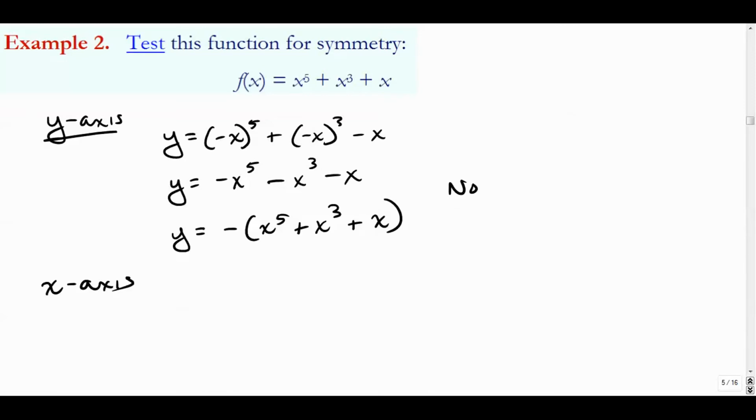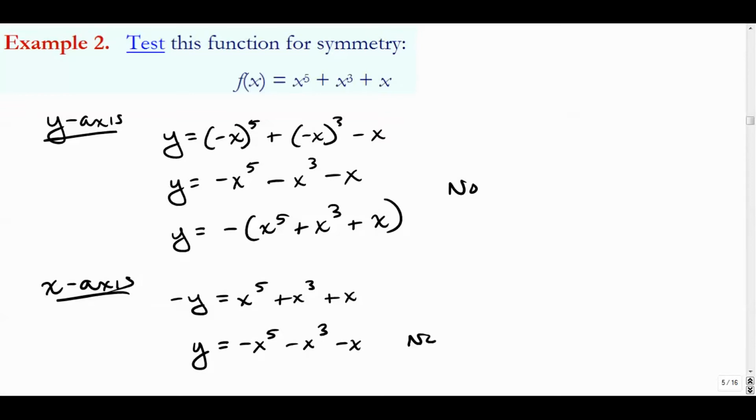If we test the x-axis symmetry, that means we replace the y with a negative and keep everything else the same. And we see that, let's get rid of the negative, that changes all this stuff to negative. And again, that's not exactly what we started with, so it does not have x-axis symmetry.